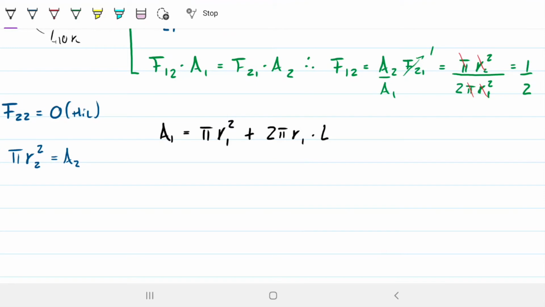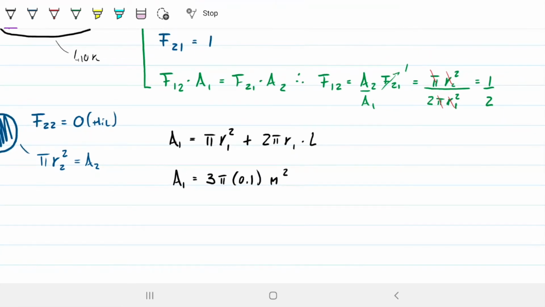R1, this guy is 0.1. This guy is also 0.1. So conveniently, this is the same as r squared. Okay, so we can rewrite this as 3. So it's going to have 2 plus 1 here. So it's going to be 3 times whatever we have there. So it's going to be 3 pi r squared, or 3 times 0.1 if you want, meter squared. That will be our area 1 there, right?